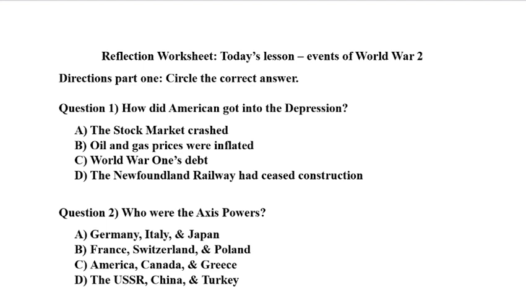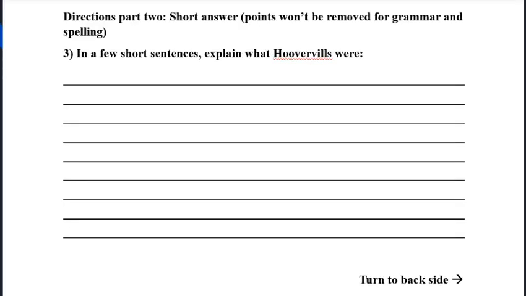So part one is just two multiple choice questions: how did America get into the Depression, and what are the Axis powers? I made an answer sheet too, of course, because every teacher has an answer sheet. But this is part one. Part two, I'm going to make short answer.